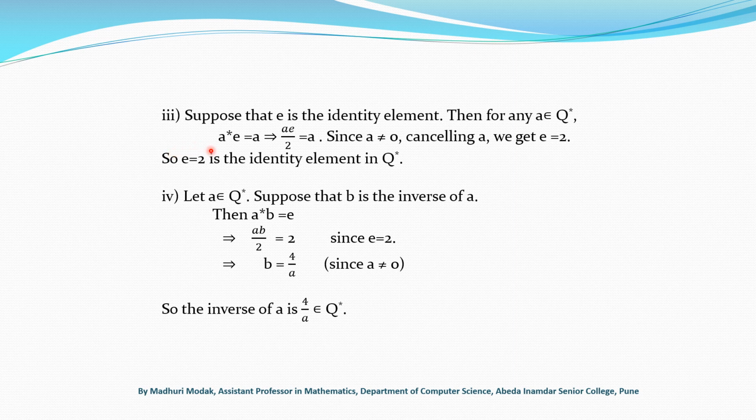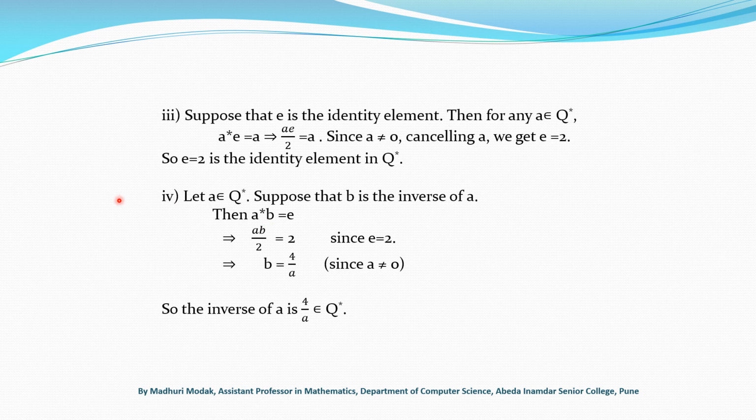Now, as A is not equal to 0, we can cancel A from both sides. That's why instead of Q, here we have considered the set Q star, that is non-zero rational numbers. Otherwise, we can't cancel that A. So as A is not equal to 0, cancelling A on both sides, we get E equal to 2. So E equal to 2 is the identity element in Q star. So if the operation star changes, then in the same set the identity may be different. So it is not necessary that you always get the identity element as 0 or 1. It depends on star as well as on the set on which star is defined.